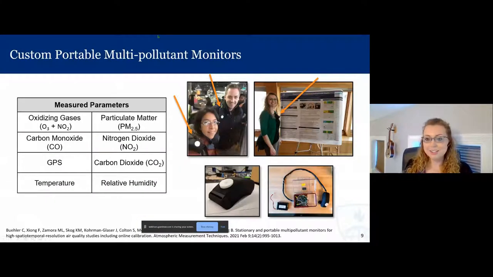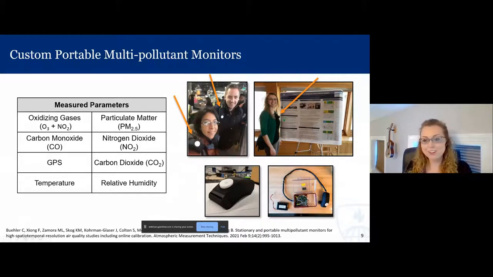Also great is we've built a portable version, a smaller, compact version of our stationary monitor. Obviously, we had different things to consider. We are asking people to carry these, so we want them to be pretty inconspicuous. This is the actual portable monitor here. This is the head or the sampling port, which we would ask somebody to put on a backpack. You can see here, these two students have them on their backpacks.